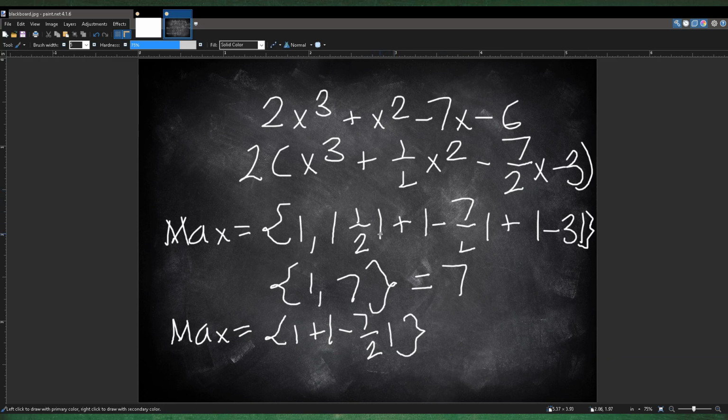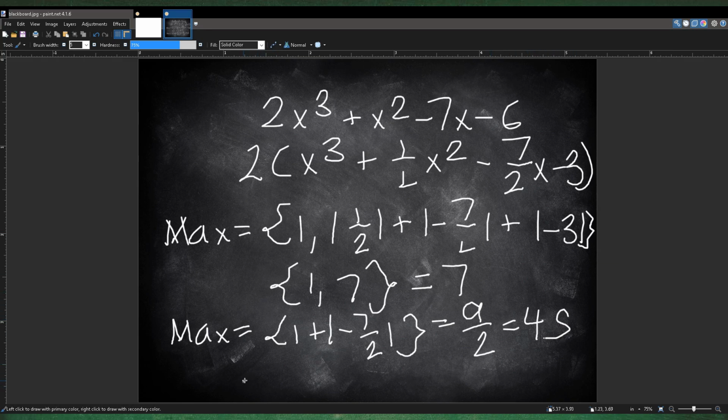So we get 7 over 2 plus 2 over 2, that's 9 over 2. So that's our other bound. So our other bound is 4.5. What it tells us is that the bound is the lowest number. This is our first bound, 7, and our second bound is 4.5. So the lowest of the two bounds is 4.5.